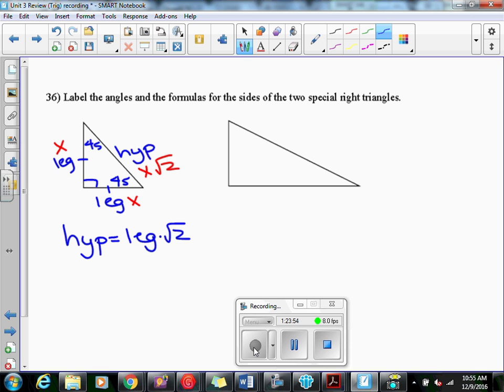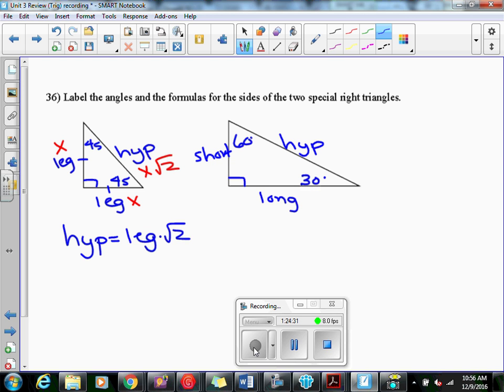Then we got this one. This is going to be our 30, 60, 90. So that's 30 degrees, that's 60 degrees. In the 30, 60, 90 triangle, you've got two legs: one is the long leg, one is the short, and then you have your hypotenuse. The short leg is always across from the 30-degree angle. So if this is the 30, this will be my short leg. This is the long leg, and this is the hypotenuse.